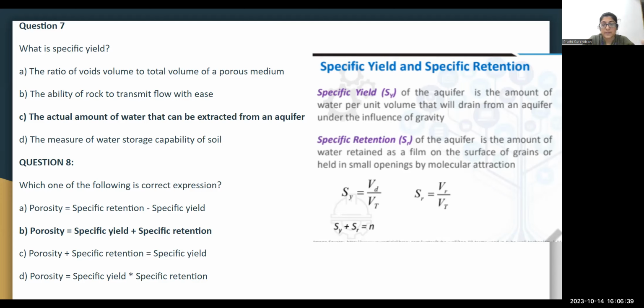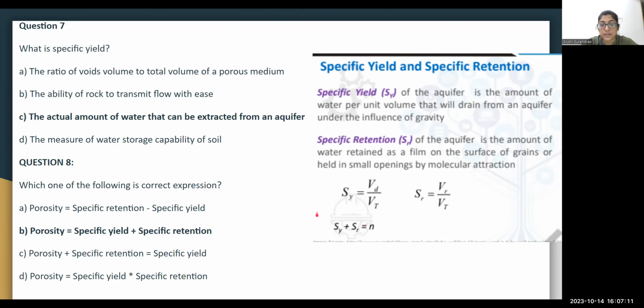Now, specific yield is given by the volume of the water drained divided by the total volume, and specific retention is the volume of the water retained divided by the total volume, and the sum of the specific yield and specific retention is equal to porosity.